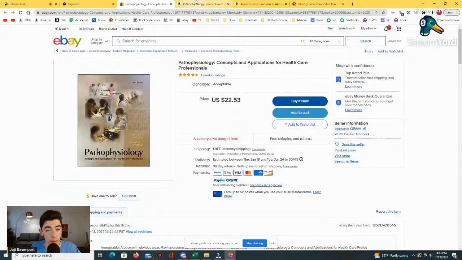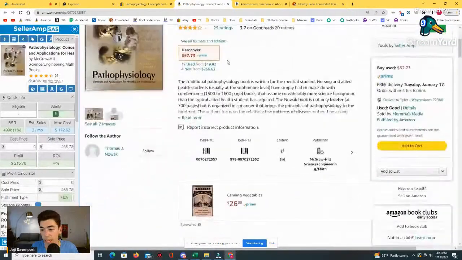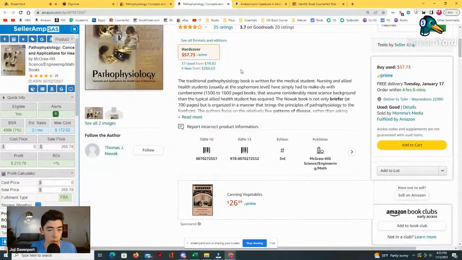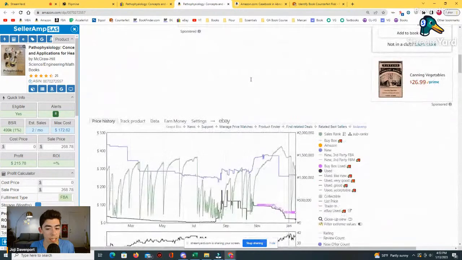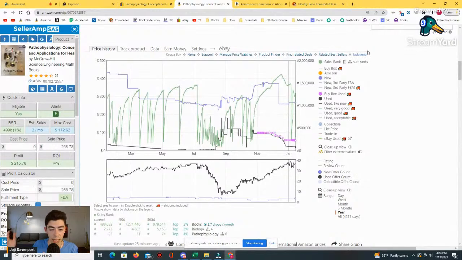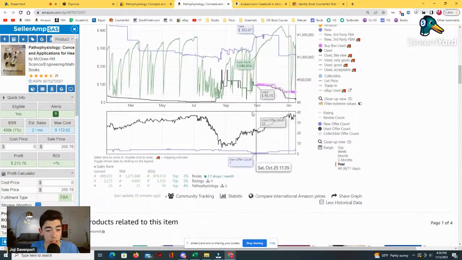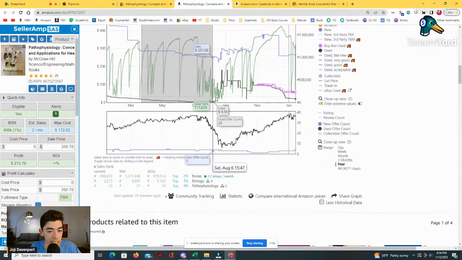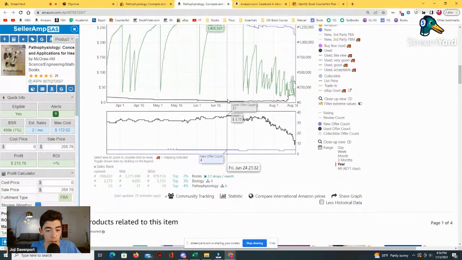It looks like on eBay the price of this book is 22 bucks. And if you go over to Amazon, clearly the lowest used price is right around 20 bucks. So you would think, hey, I'm not really getting a great deal considering I could buy this for the same price on Amazon. And if it were a good deal on Amazon, you would just do an Amazon to Amazon flip. One thing that's really interesting about this book is that for a long period of time, its lowest used price was well below $10.